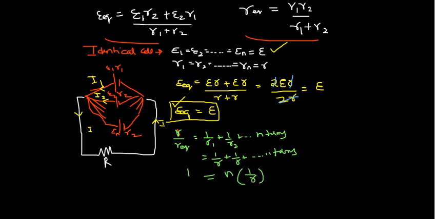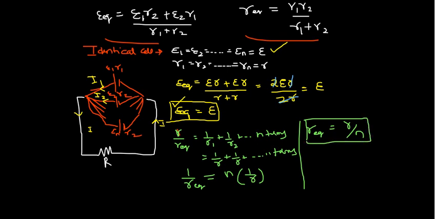Therefore we got 1 by R equivalent. The answer is not over, we are still in the form of 1 by R equivalent. When I get purely R equivalent, that is the final answer. Therefore R equivalent is equal to R whole divided by n. This is the answer for R equivalent when the cells are identical.